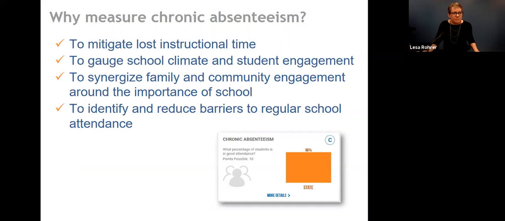We're really trying to mitigate lost instructional time. We're gauging school climate and student engagement. We're looking to synergize family and community engagement around the importance of school, and we're looking to identify and reduce barriers to regular school attendance. Currently in the state of Oklahoma, we have a C on this indicator.